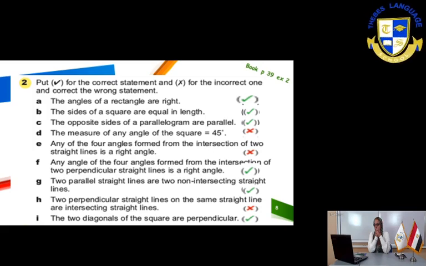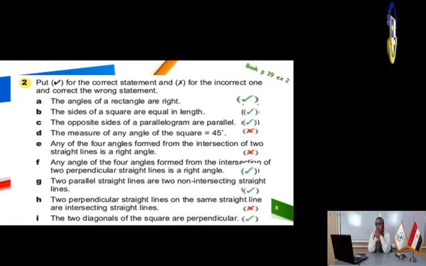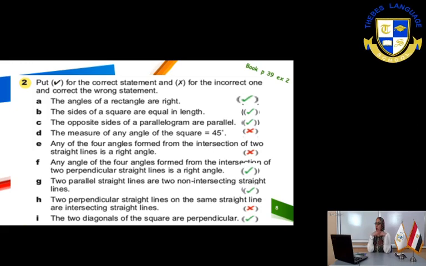Number I. The two diagonals of the square are perpendicular. Diagonals of the square perpendicular? Yes, we said before that the diagonals of the square have all properties. So the diagonals of a square are perpendicular. Right. Excellent. Now we have finished this lesson.